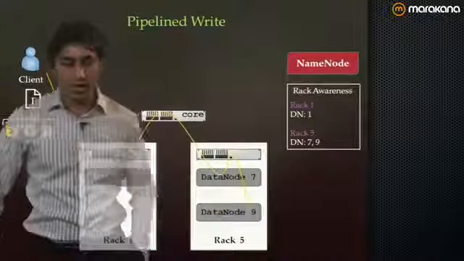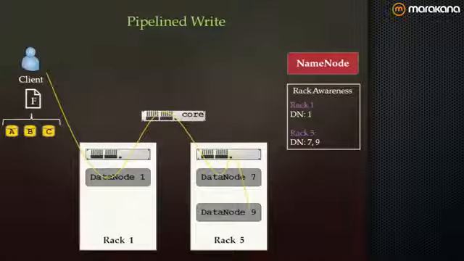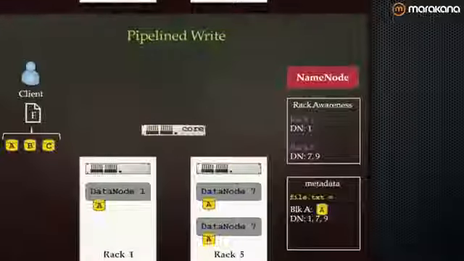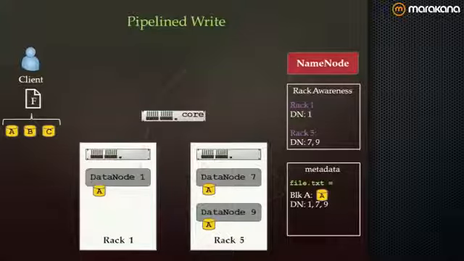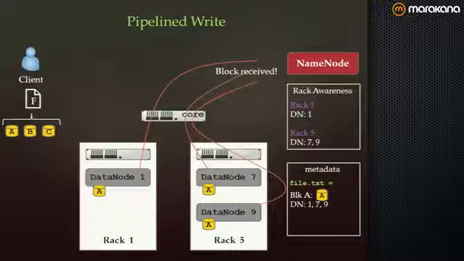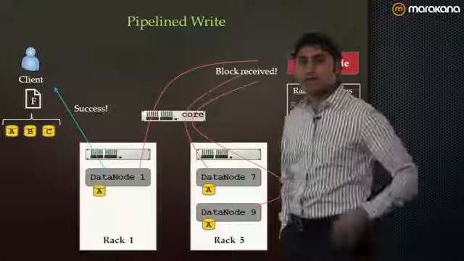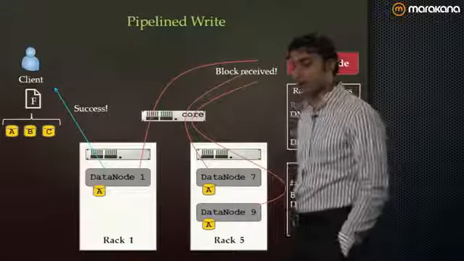So the client will send block A down to data node 1, which will then forward it to data node 7, which will then forward it down to data node 9. And then each one of the data nodes will let the name node know that they received the block successfully. And the first data node will let the client know that they all received that block successfully. And then the client will move on with block B.